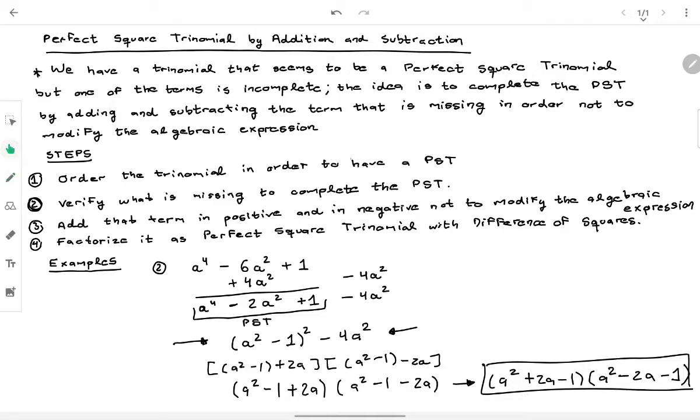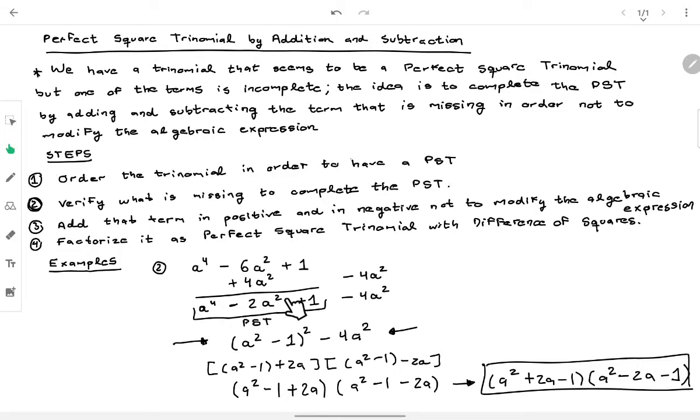So let's check another one. The idea is that we need to convert our trinomial into the perfect square trinomial form. So in this case, the square root of a to the 4 is a squared. The square root of 1 is 1. If I multiply 2 times a squared times 1, it's 2a squared. So I need to add plus 4a squared. If I add this one, I need to subtract it also.